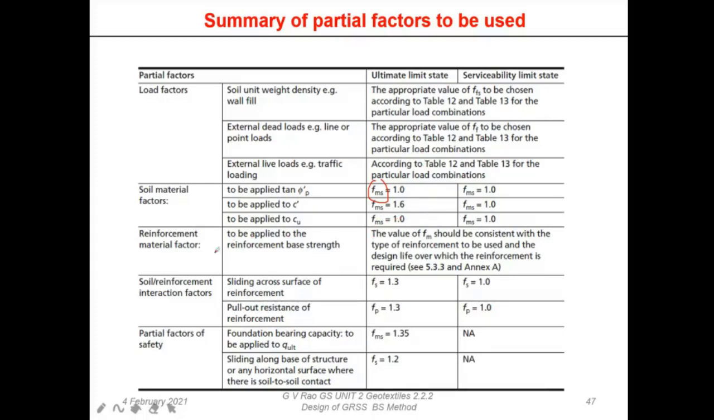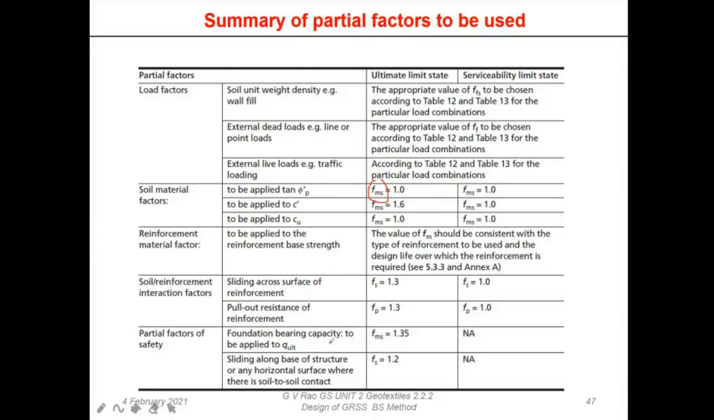Then reinforcement factors, as I already mentioned, FM is the final value, and we said FM11 into FM12 into FM21 into FM22, all of them are going to be multiplied, and that is already described now. And what about the interface factor now? That is going to be the factor for sliding, which is 1.3 for the ultimate limit state; for the serviceability limit state it is only 1. And for pull-out resistance, obviously, in this case 1.3. That means the coefficient is exactly the same for both, for sliding and pull-out. And for the serviceability limit, it is the same.